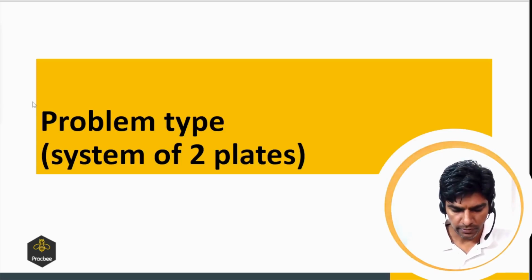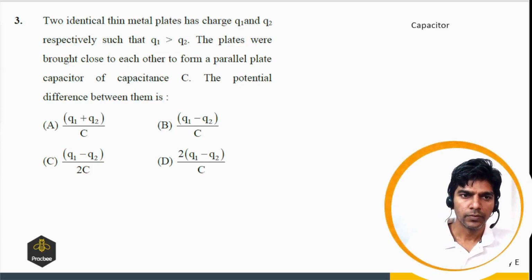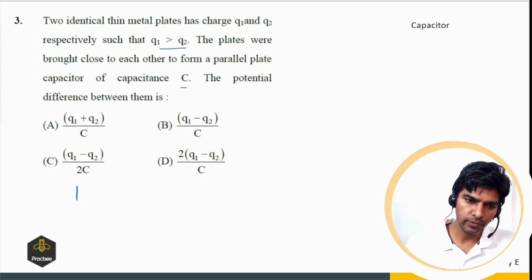Now let us see another problem type, and it is based on the system of two plates. Two identical thin metal plates having charges Q1 and Q2 respectively, such that Q1 is greater than Q2. The plates were brought close to each other to form a parallel plate capacitor of capacitance C. The potential difference between them is, okay, so here we have two plates. On this plate the charge is Q1, on this plate the charge is Q2.